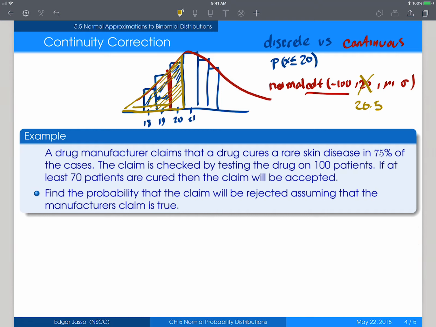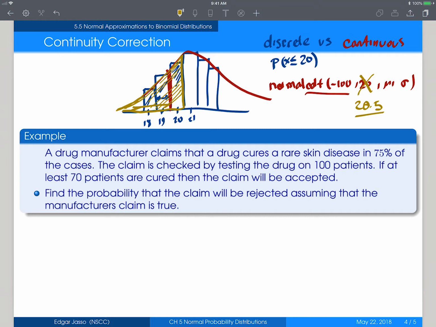So you're going to have to move 0.5 to the left or to the right, depending on the situation. If it's less than, you have to move to the left. If it's less than or equal, you have to move to the right. If it's more than, you move to the left, and so on. So each problem would have you use your judgment to know which way to move. The probability is going to change slightly, not much in the end result, but it's something that had to be taken care of. So this is this example.